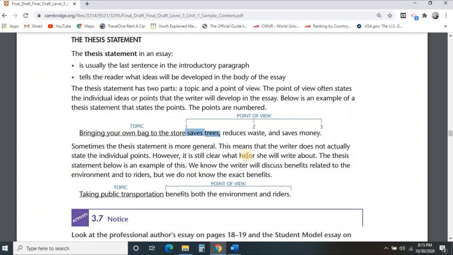Make the topic sentence of your second body paragraph based on reducing waste, and make the last body paragraph based on saving money. Respect the order in the thesis. Now, if you start with reduces waste, and saves money second, then saves trees as the last one, you are not respecting the correct order you have already listed in the thesis statement, and this is a big mistake and it affects the student's score.